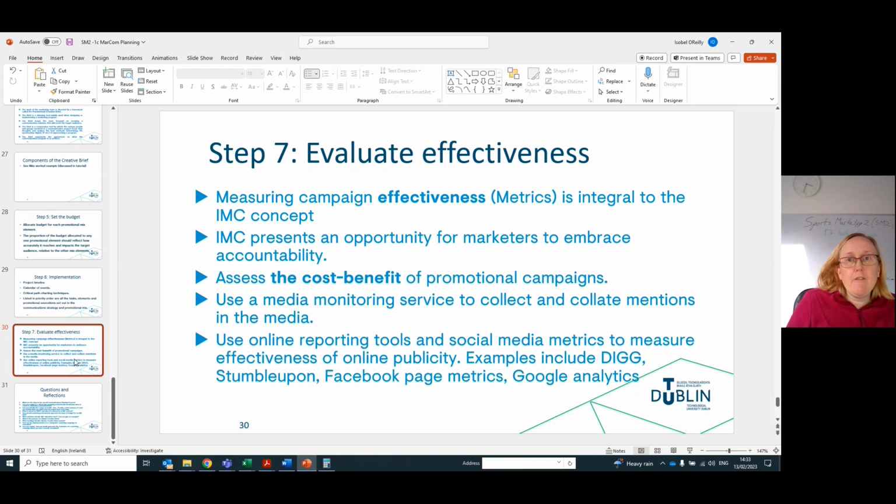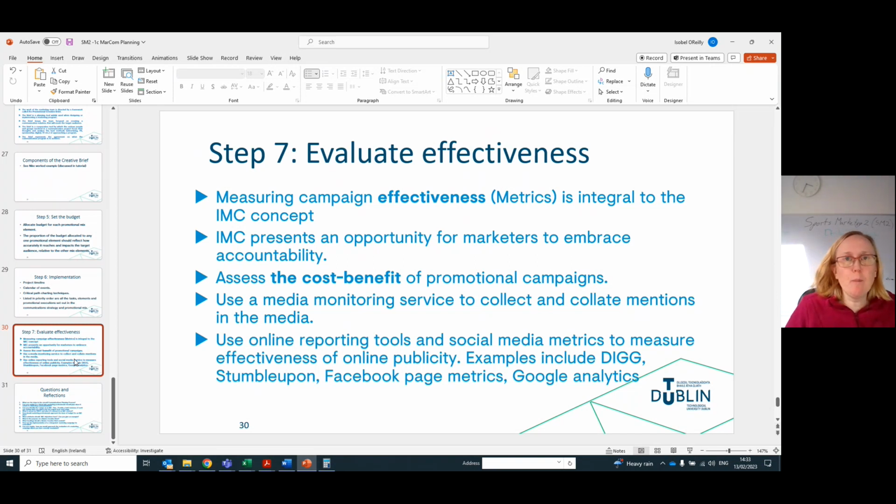And then finally, evaluate. So it is the reflective element. Some of this is done throughout the campaign, but a real analysis then looks back to see how it all came together. Measuring campaign effectiveness, or metrics as we talk about in social media all the time. It's integral to the IMC project concept. IMC presents an opportunity for marketers to embrace accountability. So assess the cost benefits of promotional campaigns, and use a media monitoring service to collect and collate mentions in the media.